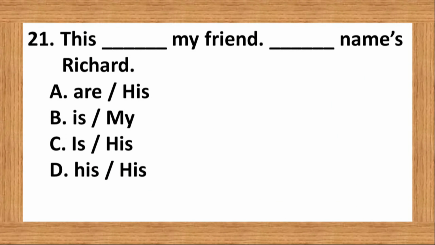21. This blank my friend. Blank name's Richard. A, are, his. B, is, my. C, is, his. D, his.